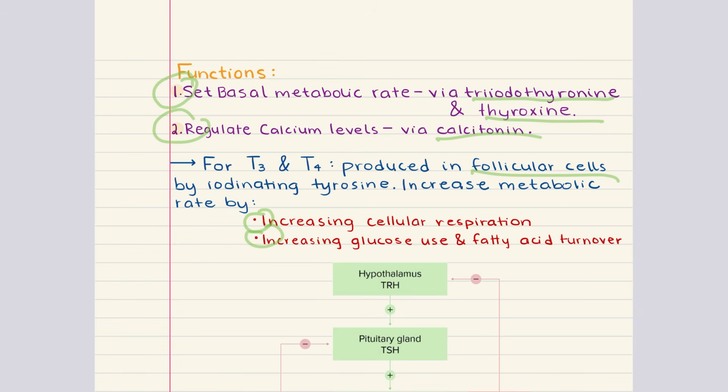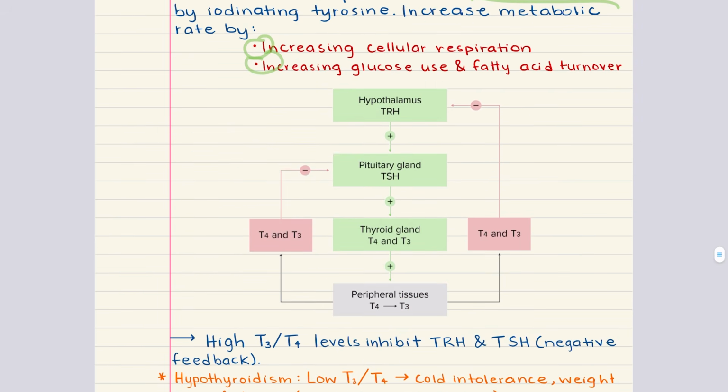Of course, there is a feedback loop that keeps T3 and T4 levels in check. When levels of these hormones are too high, they're going to inhibit the release of both thyrotropin-releasing hormone from the hypothalamus and thyroid-stimulating hormone from the anterior pituitary. So this is a classic example of negative feedback, and it makes sure that these hormone levels don't overshoot.